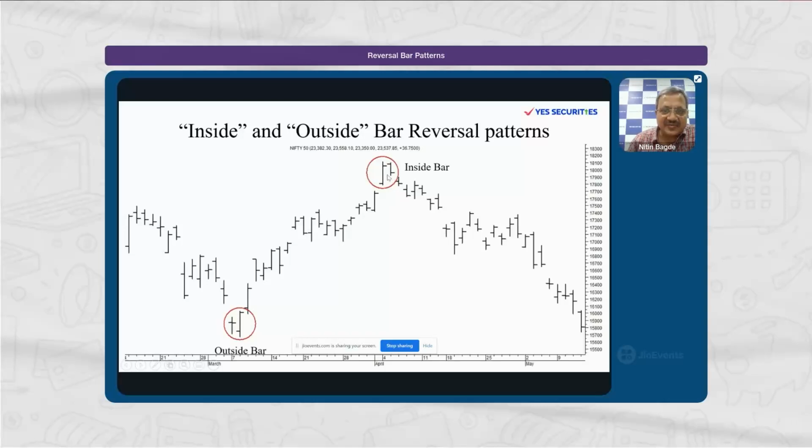One another, like inside bar, the opposite is outside bar. In inside bar, this is the mother bar, big bar and small bar. The reverse is small bar and big bar. So this is outside. The current bar's high should be greater than previous bar. The current bar low should be lower than previous bar. When its high is taken out, it confirms that this pattern has completed and the probability of change of direction is very high. So this is an outside bar.